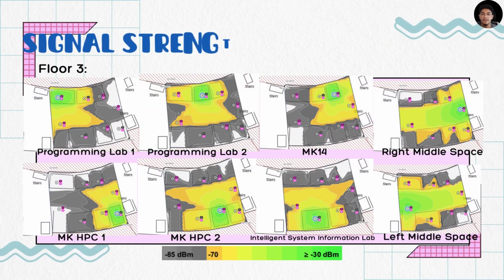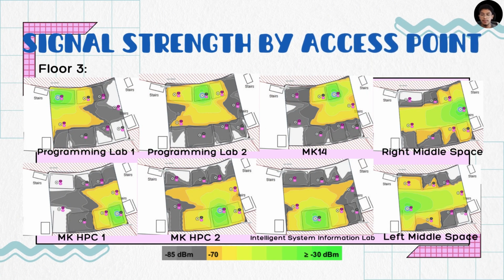And then this is for floor 3, and the first AP is in Programming Lab 1, and then Programming Lab 2, and then also in the MK14, this is also a computer lab. And then in the right middle space, in this space, students are likely to do their assignments, do revision and study, because it has tables and chairs at that place.